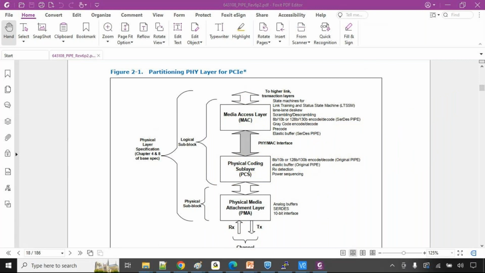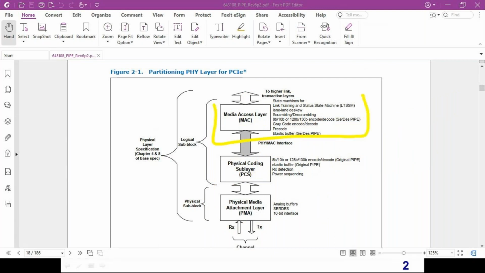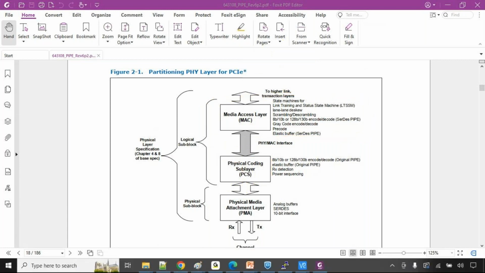So for us, this is our RTL code. Here we have a data link layer. Here we are interfacing with the PCS, that is the physical coding sublayer. For our convenience, we will not do any 8-bit NB encoding here. There is an option where this can be done in the original pipe, so we'll keep it for the physical coding sublayer only. We'll do the remaining things as part of the media access layer.